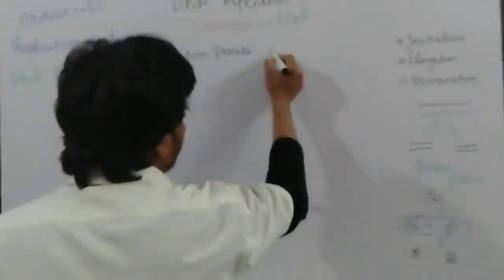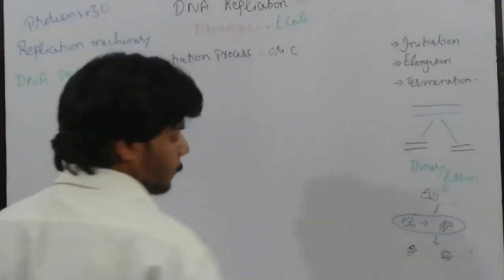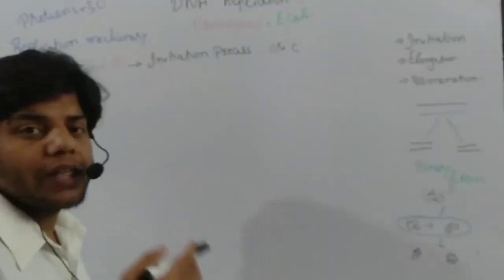DNA proteins. We have three types of the DNA proteins. The first we have DnaA proteins, second we have DnaB, and then DnaC proteins. DnaA proteins are usually responsible in the initiation process. This DnaA protein can bind on the origin of replication, which we can say is oriC.